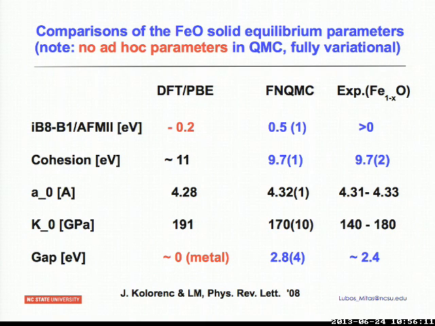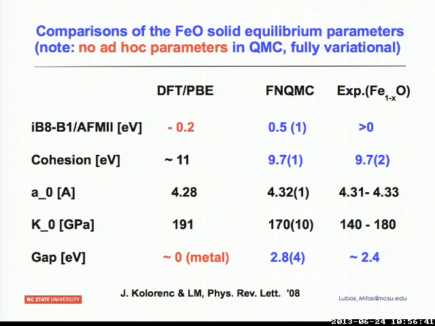Okay, so let's just give a landscape of where we are. Take iron solid. This is the DFT column. This is the fixed node DMC column, and this is the experiment. Here is the difference between the high pressure and the low pressure phase. And here you get minus 0.2. In reality, you don't see the other phase at ambient pressures. We get about half an electron volt with an error bar of about 0.1.